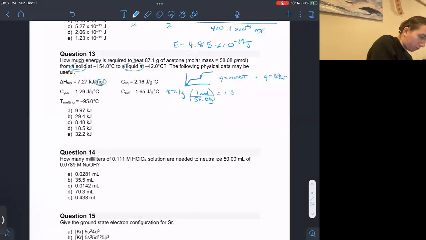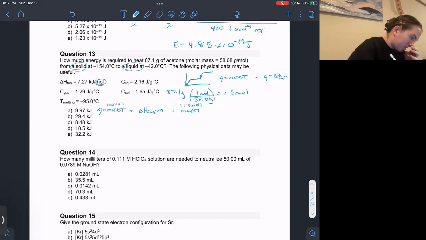So like 1.5 moles we can use, that would be good. Okay, so then I'm going to have Q is equal to MCΔT plus ΔH of fusion times M plus MCΔT. And this will be my solid, and this will be my liquid component. Alrighty, so let's get after it.